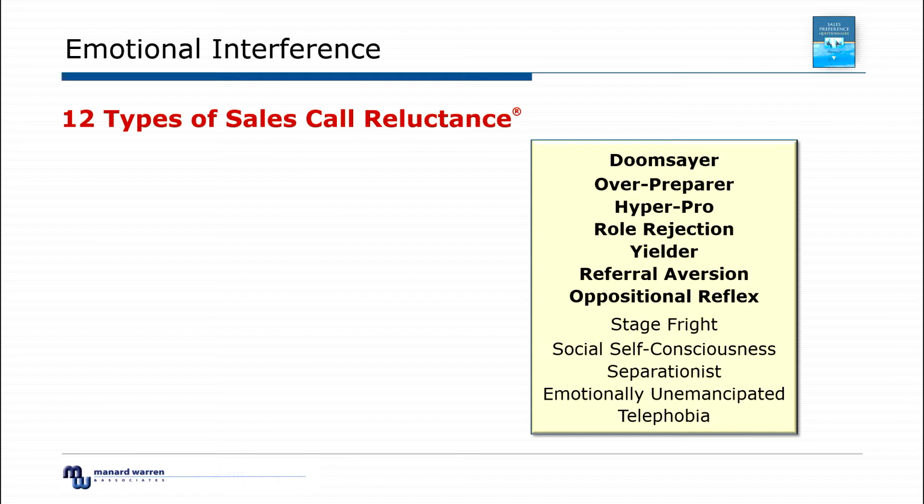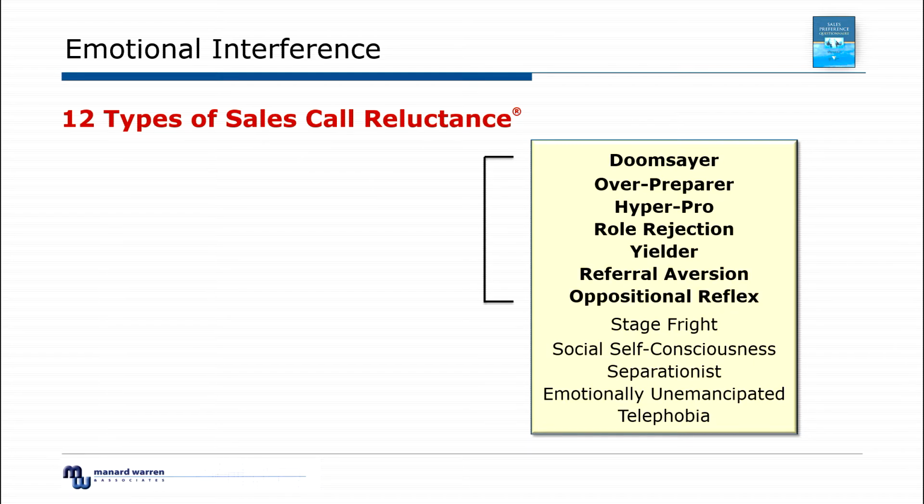We're looking at the 12 types of call reluctance, and if you notice, we've got 7 types that are in bold black print, and then 5 types that are in light print. So let me explain why we've done that. The 7 types that are in darker print are what we call the big types of call reluctance. Those are the major types of call reluctance. They're doomsayer, overpreparer, hyperpro, role rejection, yielder, referral aversion, and oppositional reflex.